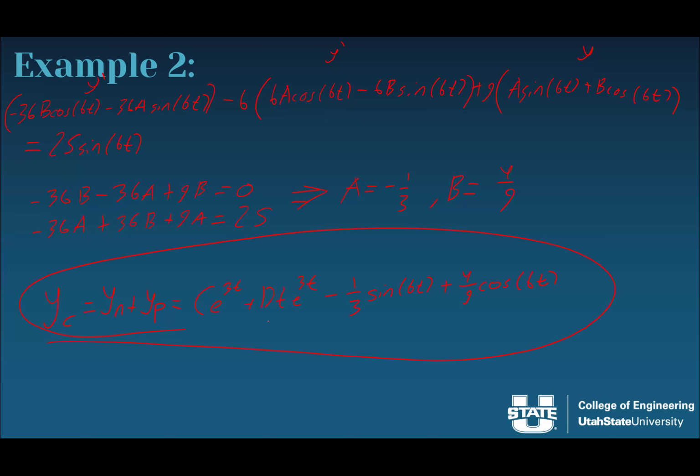Now, if we had initial conditions, that's where we would plug it in and solve for our constants. So if we had like y naught is equal to, let's say, 3, then we could plug in t equals 0 into this equation and solve for our c, because our d term will go away. And then we could take y prime and solve that way as well. So that would be our complete solution for that problem. Any questions on that one? Or do you see where we got everything?